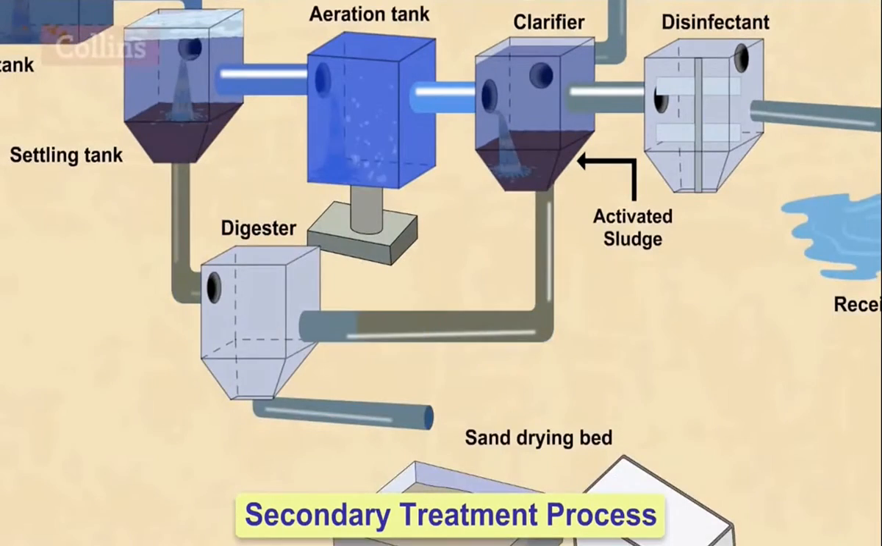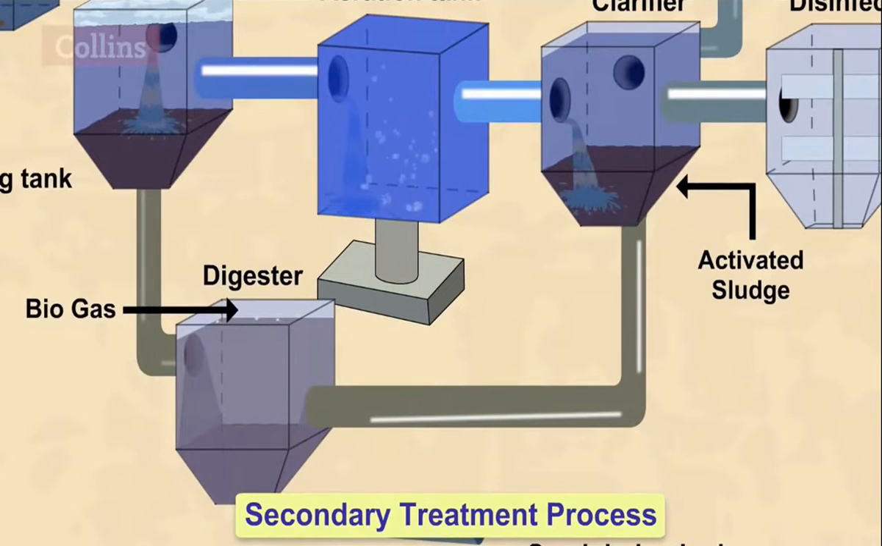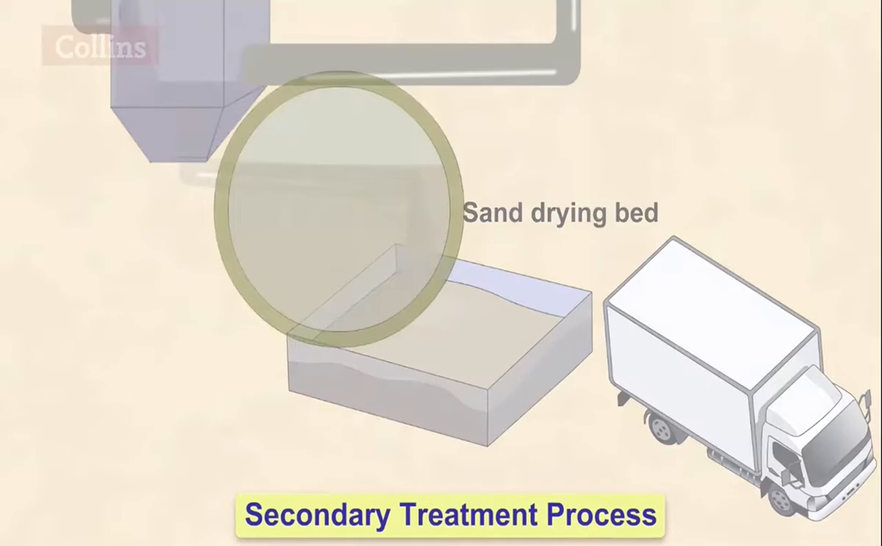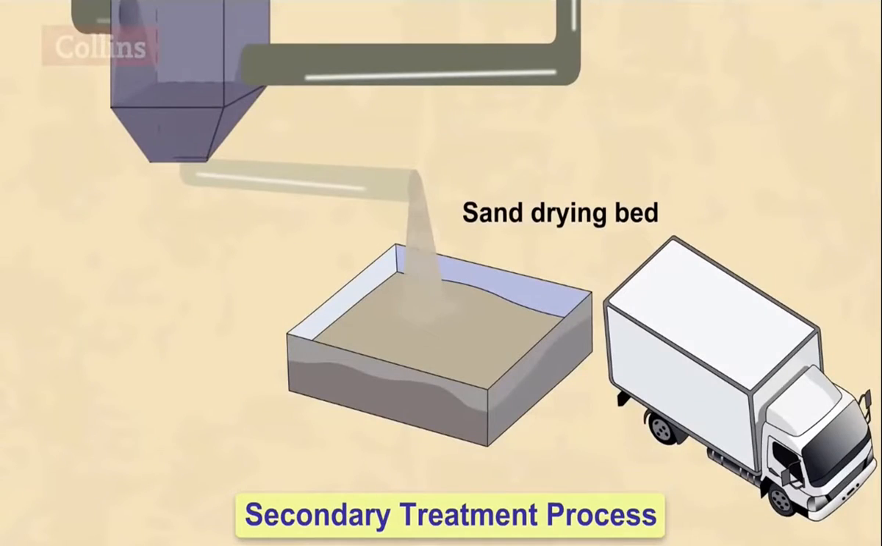The activated sludge so produced, along with the sludge produced in the primary process, is transferred to the digester, where it is decomposed by anaerobic bacteria. Biogas is produced in this process, which can be used as fuel or to produce electricity. The activated sludge is then left in the sand drying beds. Some quantity of water in the activated sludge evaporates, and the remaining quantity drains through the sand beds. This leaves behind the dried sludge, which can be used for making fertilizers or compost.